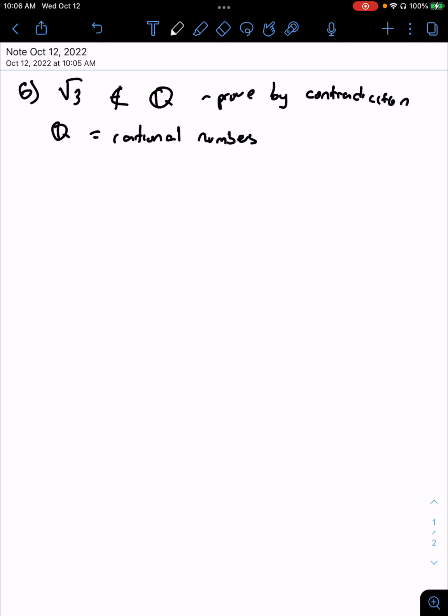And rational numbers is basically something you can write as a fraction of two integers, like 0.5 is a rational number. You can write that as 1/2. But radical 3 is not a rational number. You cannot write this in terms of a fraction, right? But we already know that, but we have to prove that that is the case, right?